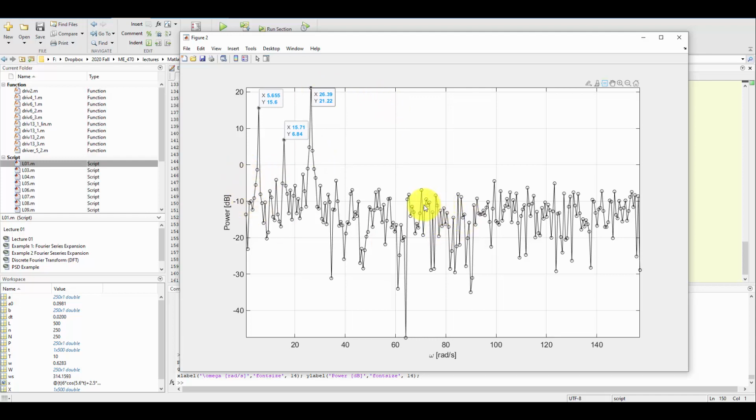Keep in mind this is a log scale, so these points are actually much larger than the points down here, but the log scale is going to let us visualize this a little bit easier. So there's three clear distinct points, and everything else is far below those three points.